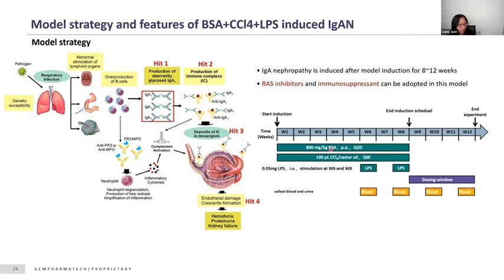So for generation of the IgA nephropathy model, BSA was administered to mice to trigger mucosal immunity, and carbon tetrachloride was used to damage the liver to reduce the circulating immunocomplex. It will take around 8 weeks to induce the model, and then the test drugs could be evaluated for 4 weeks.